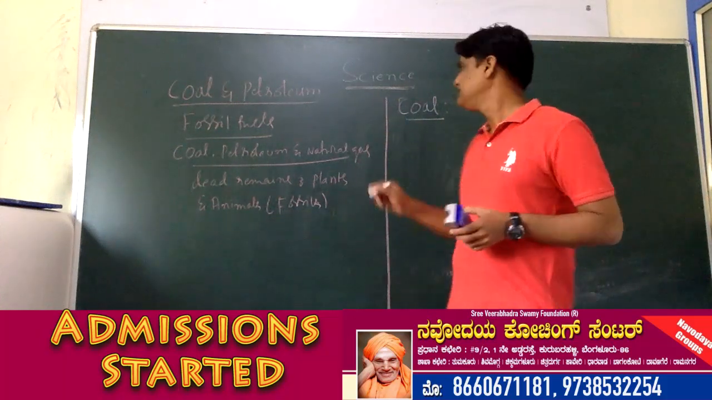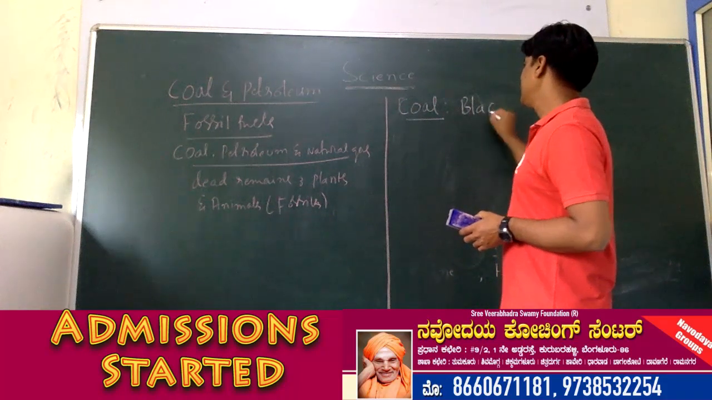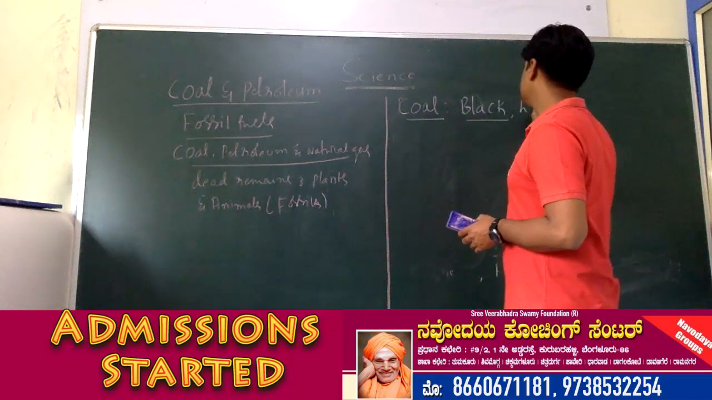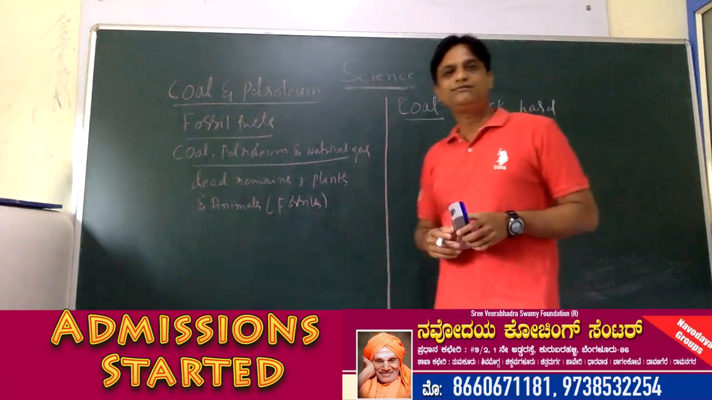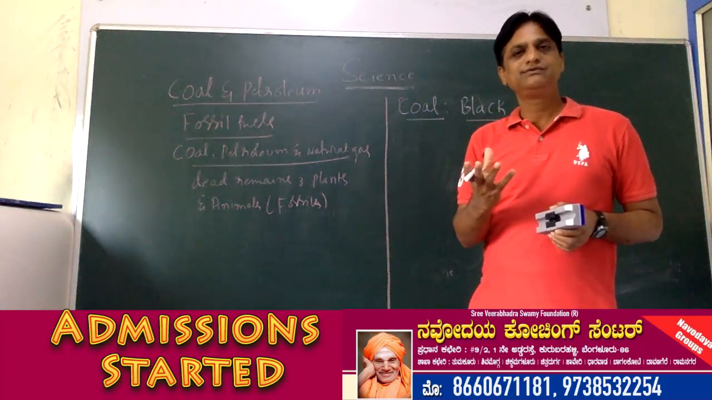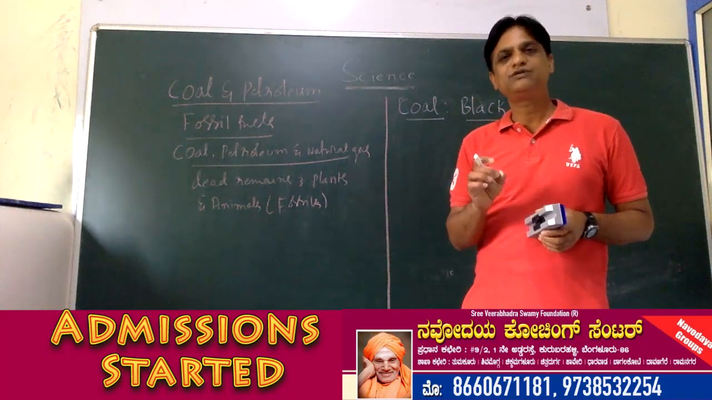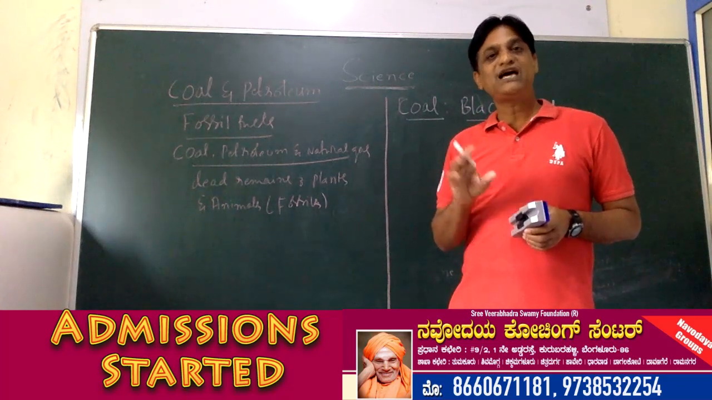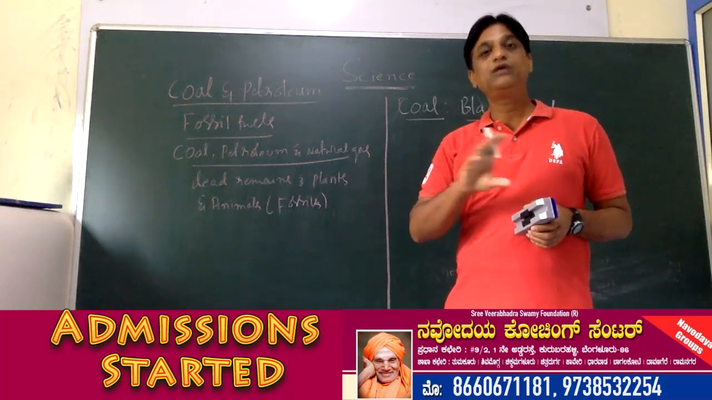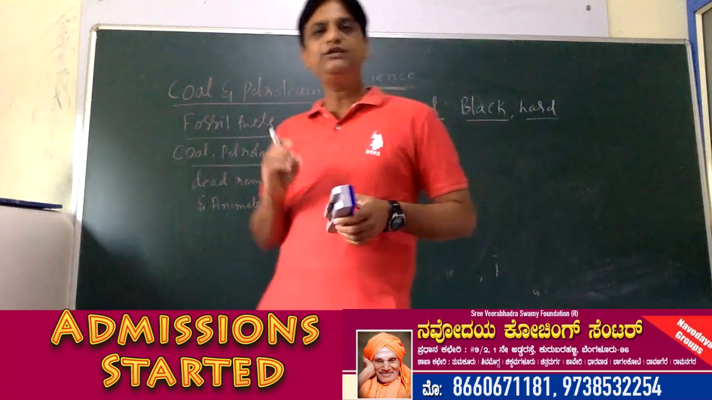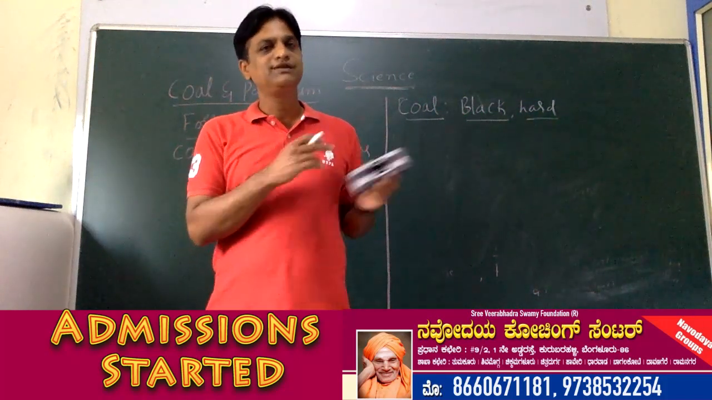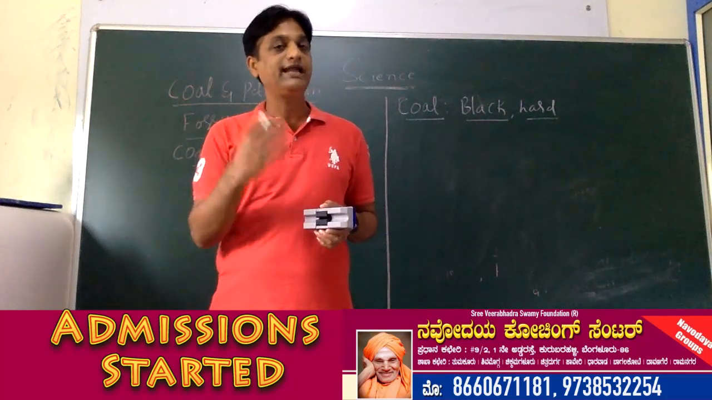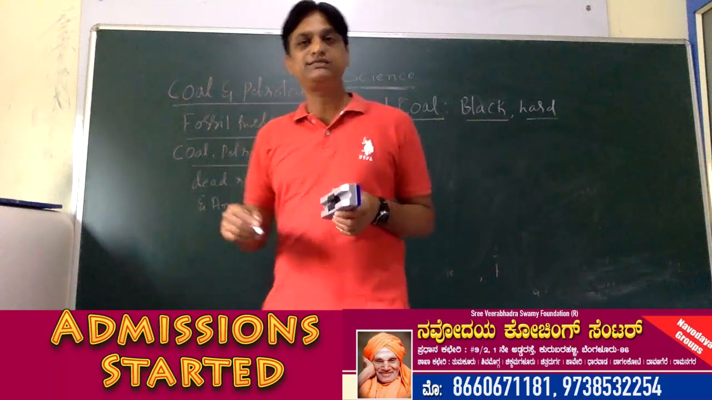So how does it look? It looks like a black material, black hard material, just like stone. Okay. Some of you have seen coal. There is one more term called charcoal. So what is the difference between coal and charcoal? Charcoal is iddilu. When you burn a wooden log, whatever black material you get, that is called charcoal. So this is coal. It is also black in color, but it is very hard, like a stone, and it is mainly used as fuel.